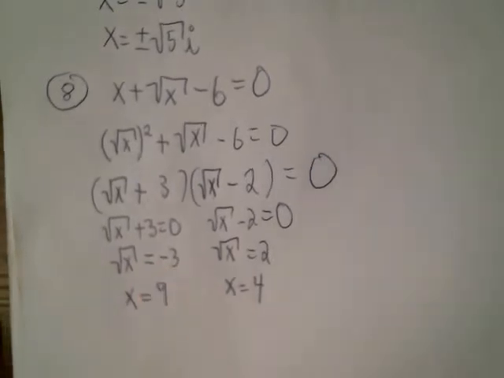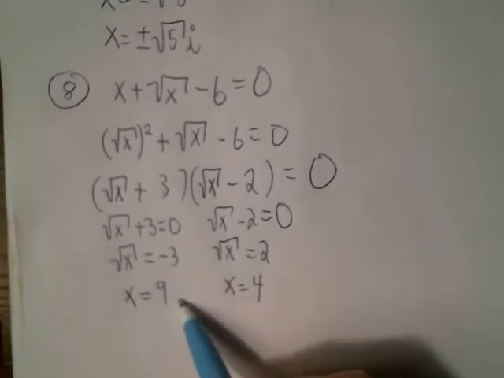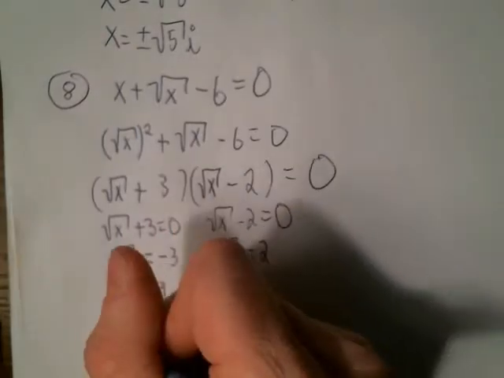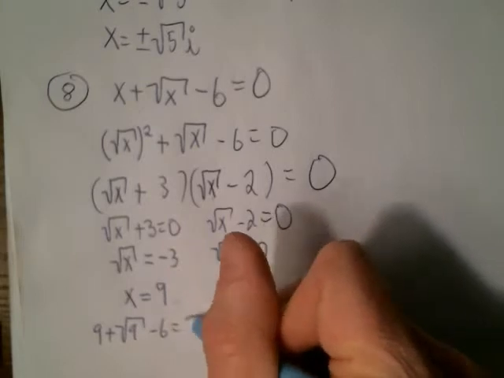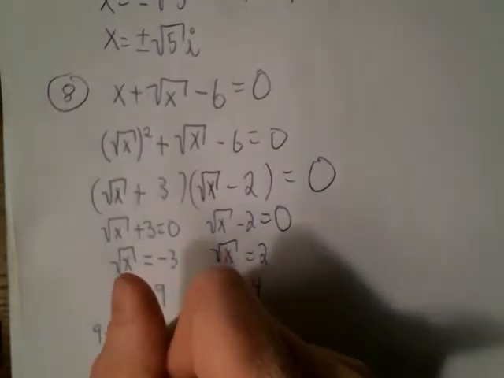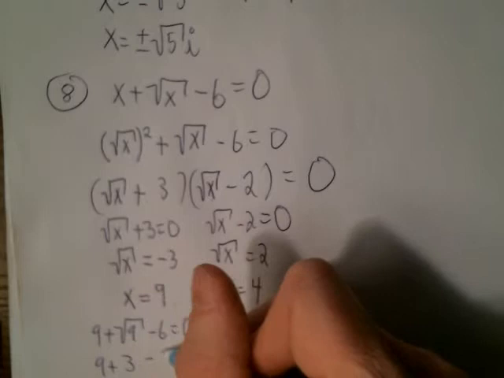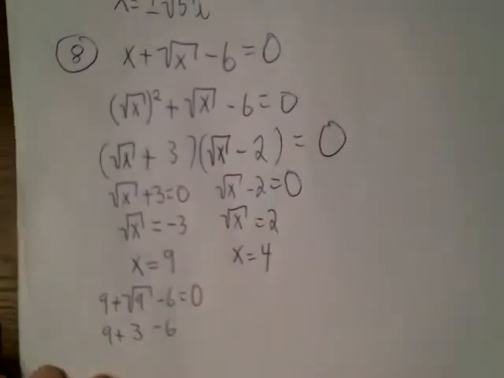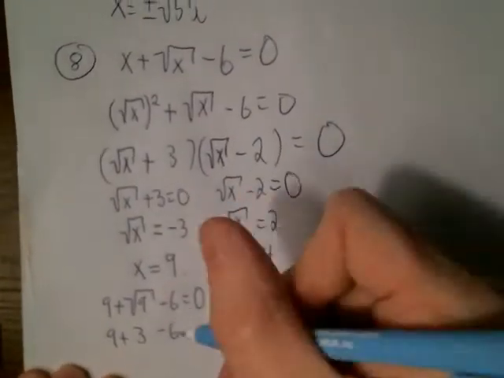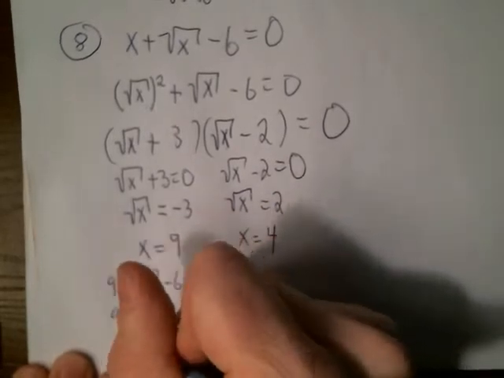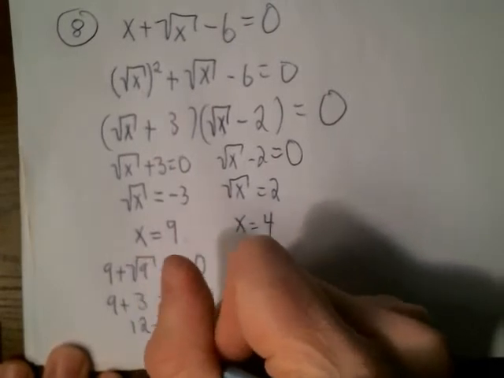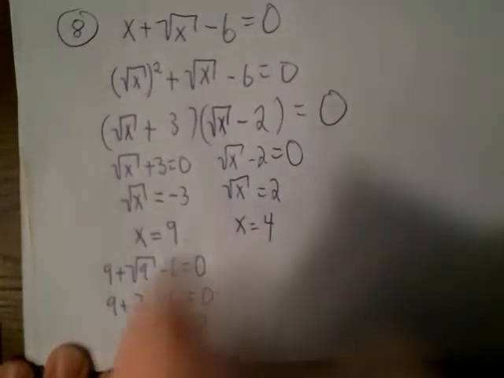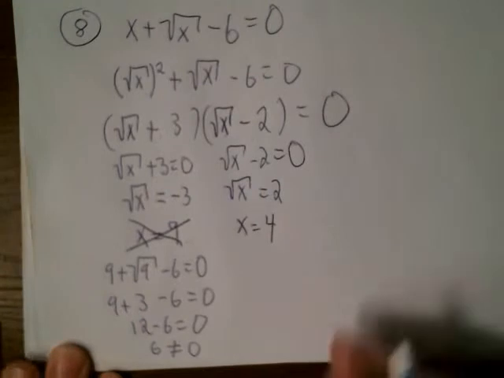So I'm going to plug this guy back into the original equation. So I have 9 plus the square root of 9 minus 6. I want to see if that's 0. So I'll have 9 plus 3 minus 6. And I'm asking myself, is that 0? It doesn't look like it, does it? 9 plus 3 is 12 minus 6. And certainly 6 is not 0. So that answer does not work. We can cross it out.